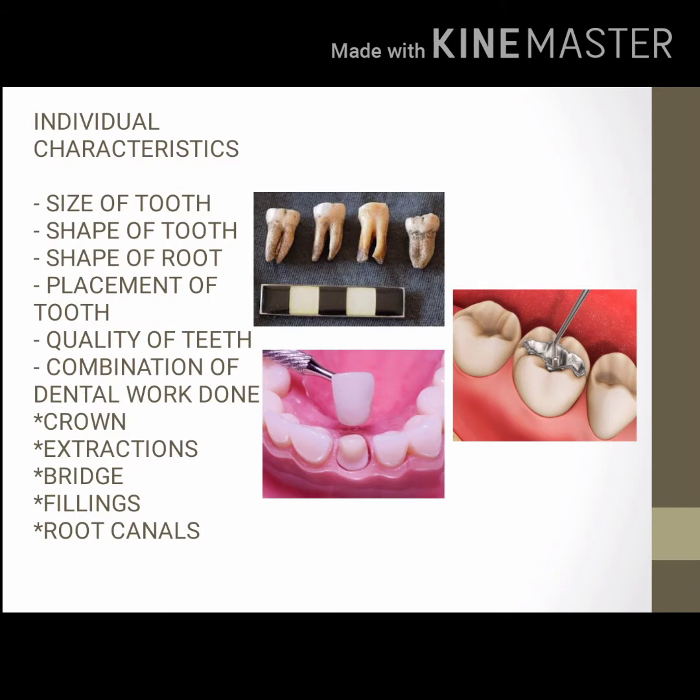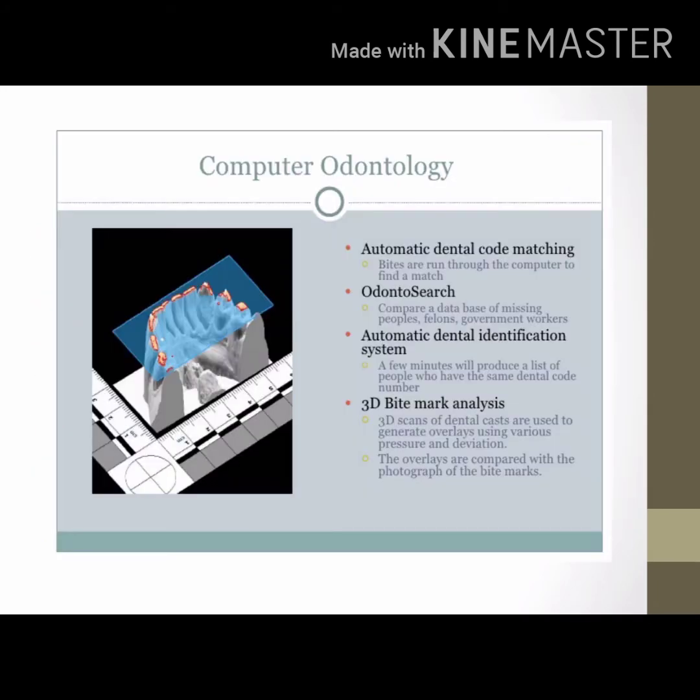The next picture shows individual characteristics: the size of tooth, shape of root, placement of tooth, quality of teeth, and combination of dental work done, such as crown, extraction, bridge, fillings, and root canals. Computer odontology: automatic dental code matching. Codes are run through the computer to find a match.